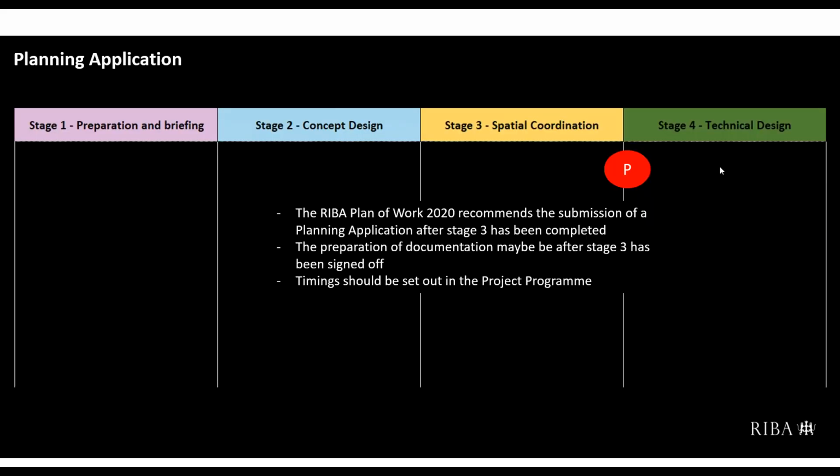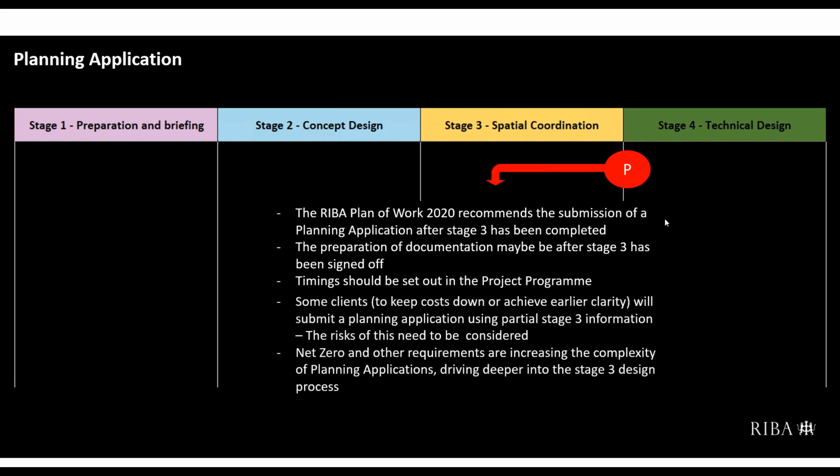And the other element where we made some tweaks in terms of 2020 is that the RIBA certainly recommends that a planning application is made at the end of stage 3. And one of the simple reasons is that we're finding that with net zero, more and more technical requirements need to be made with a planning application. And it's just simply not possible to do those using stage 2 information.